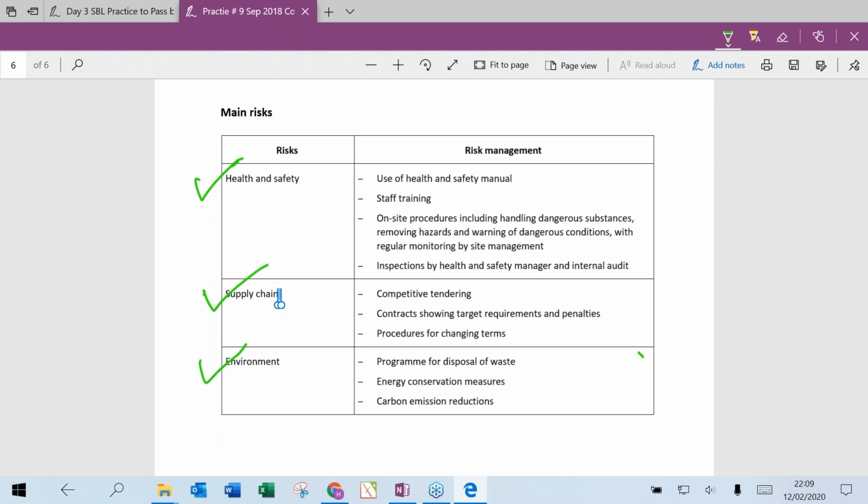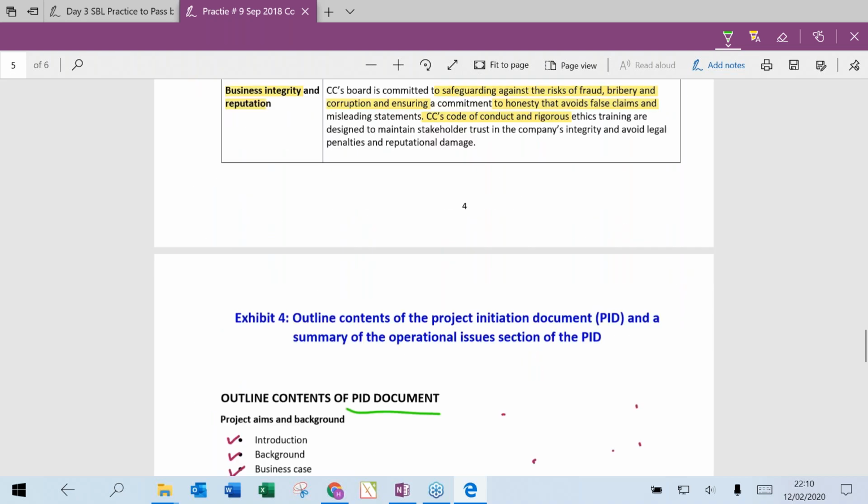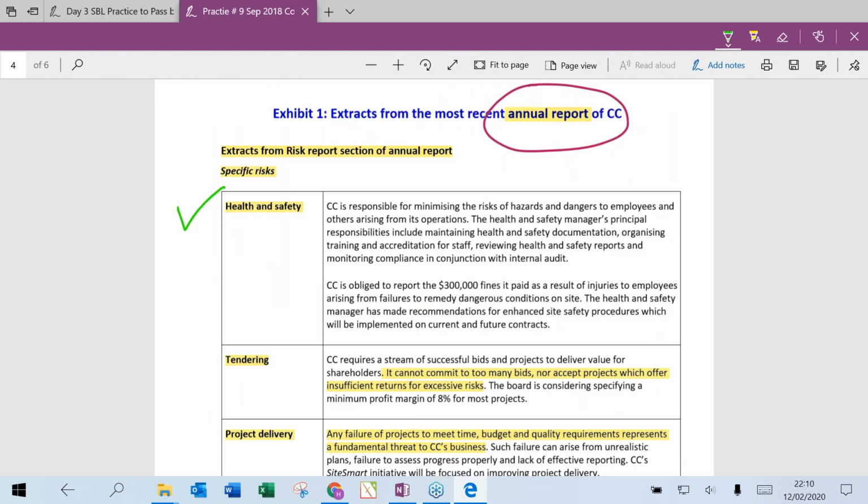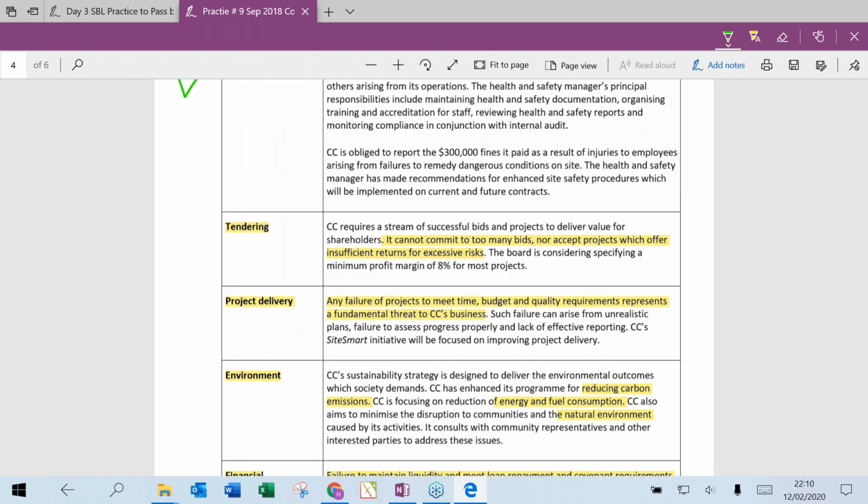So if I want to score good marks, I would quickly run through the list of risks mentioned in the annual report and see whether he has missed any risks. He has talked about health and safety, supply chain, and environment. Whereas if I go through this list, health and safety, yes, he's talked about it. Tendering risk, he hasn't talked about it, but I think we have already won the tender now. So the project initiation document will always be prepared after the tendering. So probably this is not applicable at a project level.